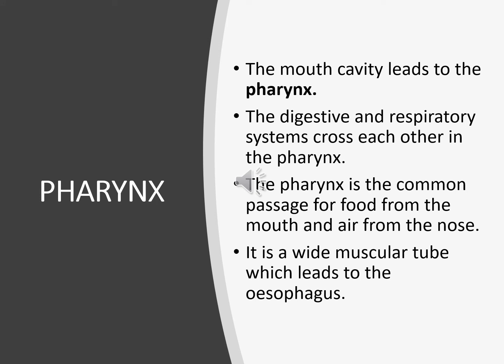Pharynx. The mouth cavity leads to the pharynx. The digestive and respiratory systems cross each other in the pharynx. That means pharynx is the common passage for food from the mouth and air from the nose. It is a wide muscular tube which leads to the esophagus. That means the food bolus passes from the mouth through pharynx into the esophagus.